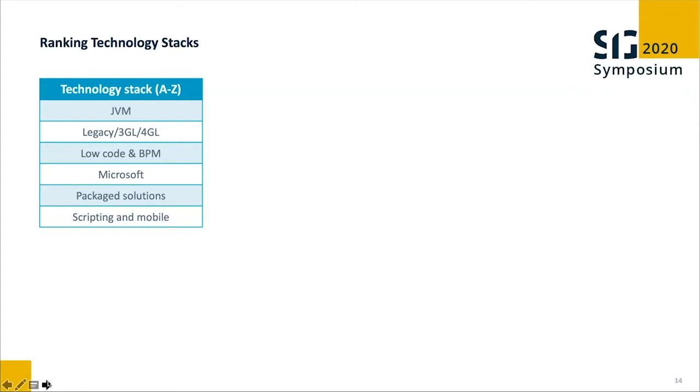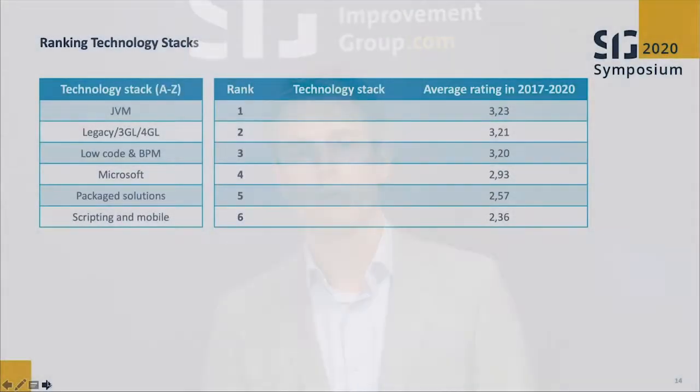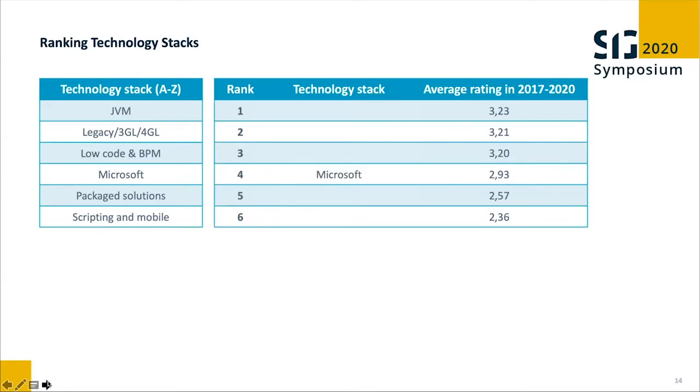Microsoft .NET is a very obvious one. Also package solutions, where there's lots of custom-built software against packages. And of course scripting and mobile applications. So we have a similar ranking. Unfortunately, we don't have the time to poll you for your opinion now, but we'll quickly go through this list from number 4, where Microsoft is just below the average of 3.0.